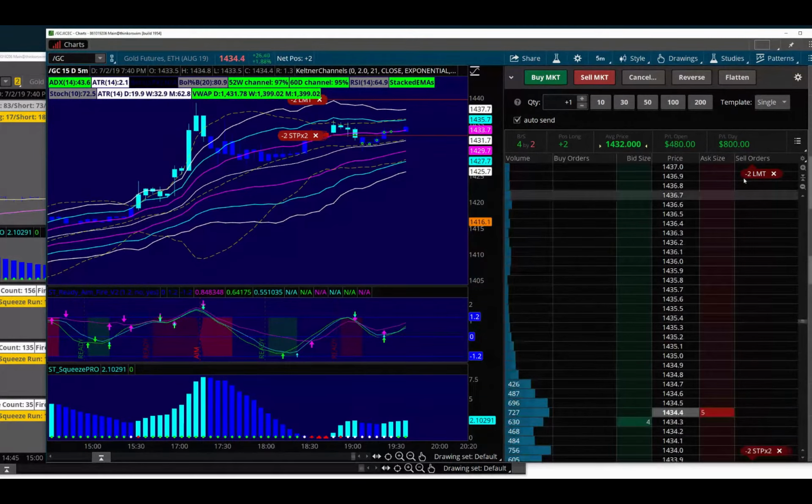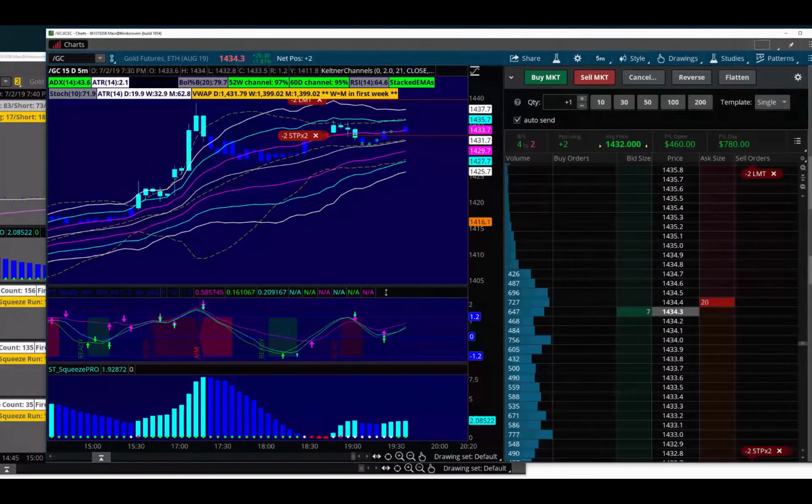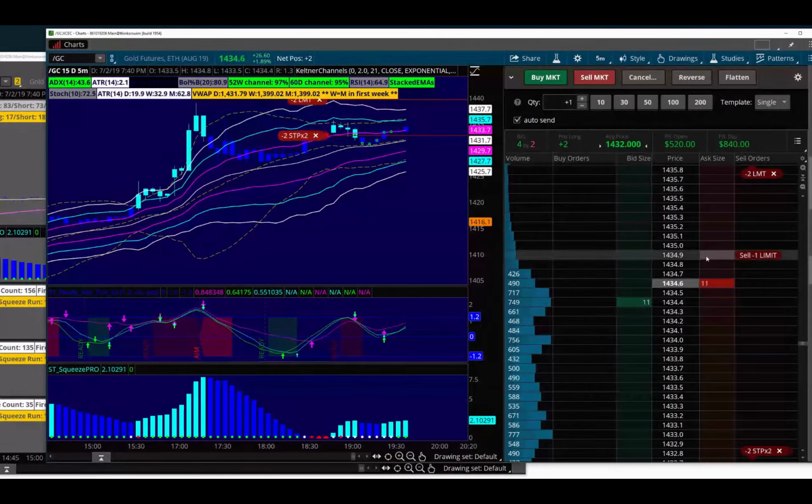Now, I've got this Hail Mary order out here because we can see here's the high, and maybe gold's going to light on fire here again. But if you guys are watching this, let me know if momentum rolls over here, because if it does, that's going to be a signal to get out. And of course, you could take a few more chips off the table if you wanted to.